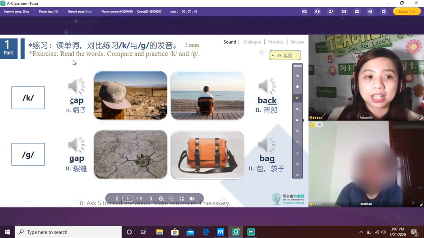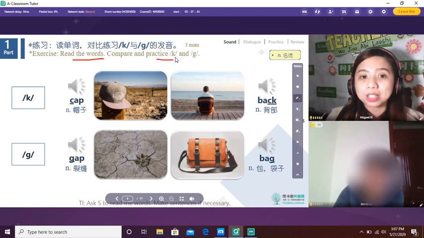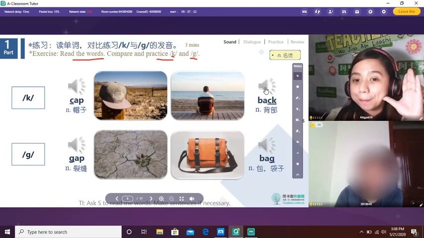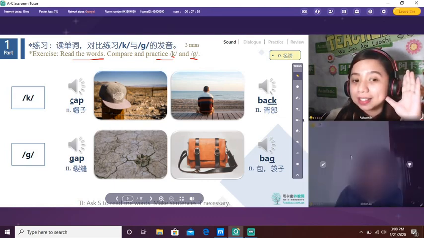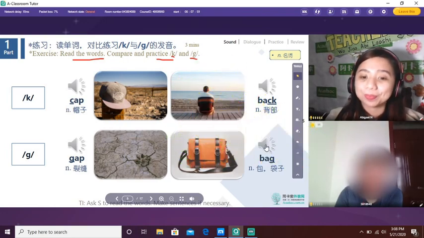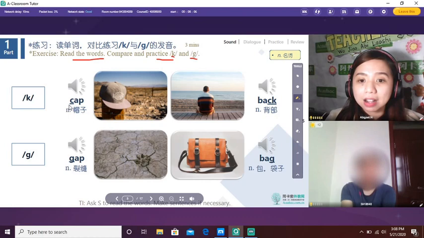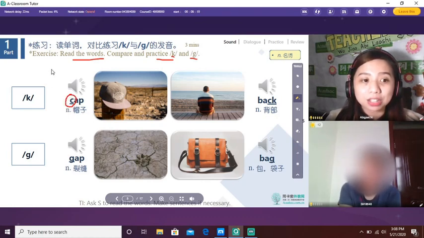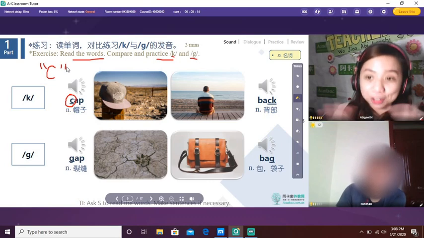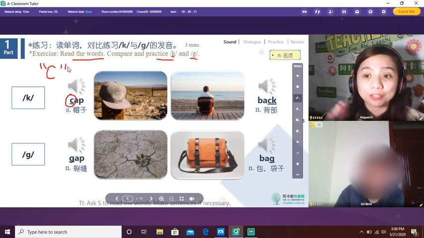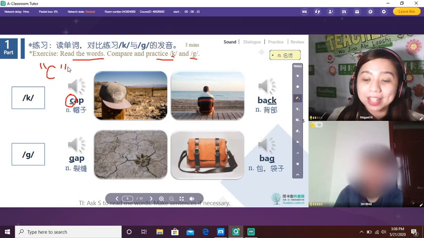Part one, exercise. Let's read the words. Compare and practice with k and g. Cap. Good. Two. Back. Okay, good. Number three. Gap. Very good. Number four. Bag. Okay, sure. So this time you see this example. It is letter C. I told you, Jin, usually, not all, usually, the words that start with C have the sound of k. Yes. Oh, I see.